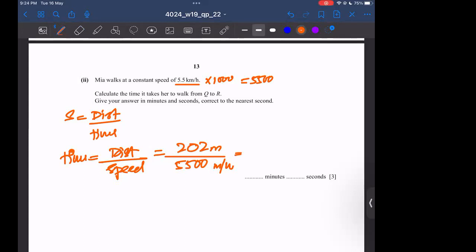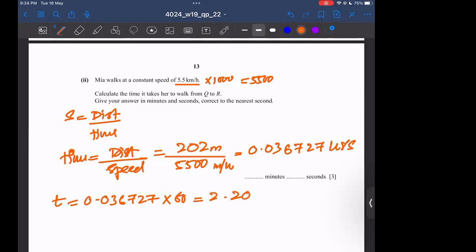202 divided by 5500 becomes 0.036727 and so on. Now this one is in hours. Since you want to convert this into minutes, you are going to multiply this value with 60. 0.036727 multiplied by 60. Once you multiply this with 60, it becomes 2.2036 minutes.